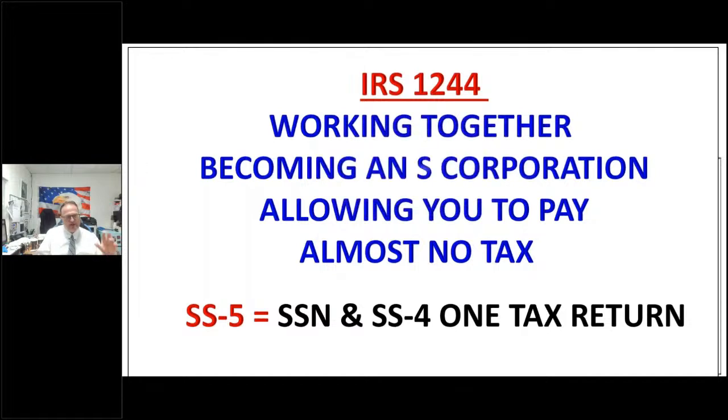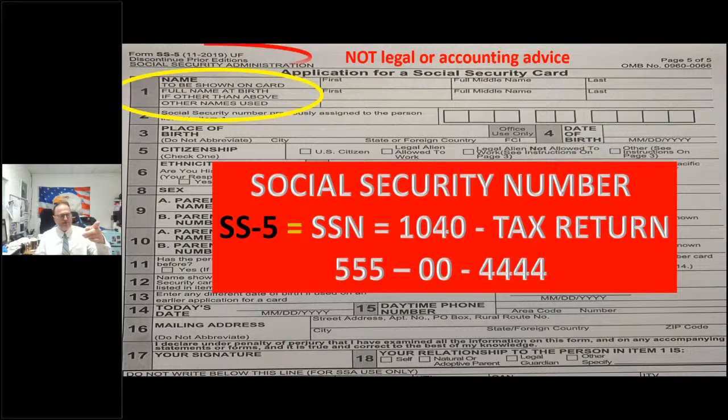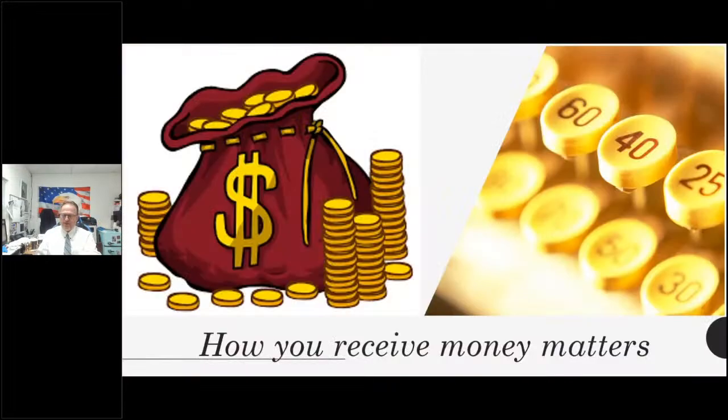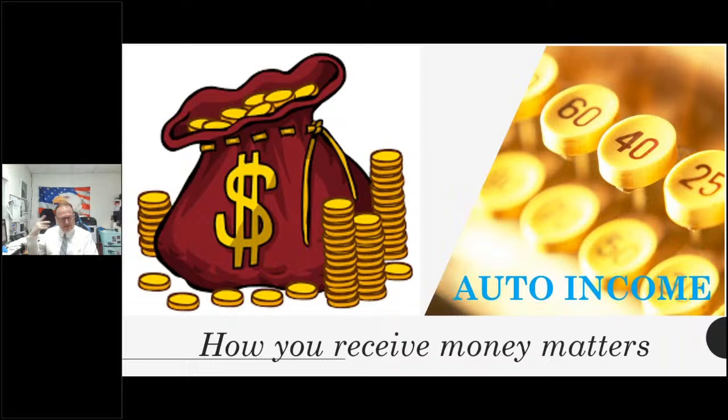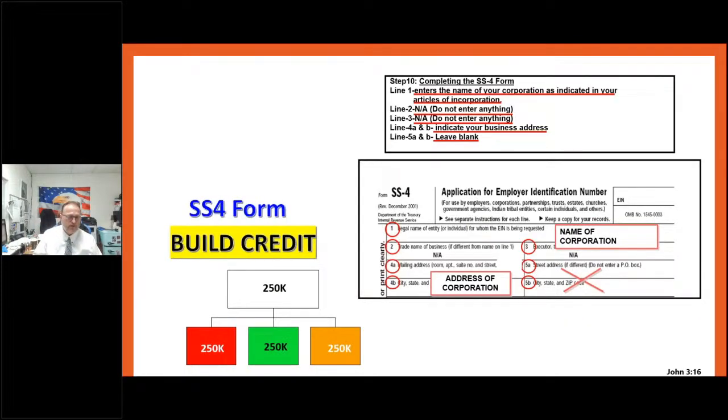So why don't we write down irs.gov 1244 once again? And let's understand how we can do what? All right, not pay almost no tax of $3 to $5 million. Let's play the game by the rules and tools. SS5 form, let's compare to SS4. How to receive money matters. You receive money, you get tax, probate when you're dead. The SS4, no tax to do till you're profitable.